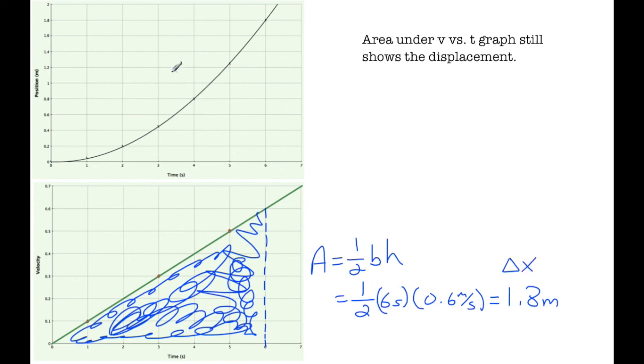Now let me go over to the position graph just to verify that. Here's 6 seconds over here. The object starts from a position of 0 at time 0. At 6 seconds on the graph, we're up here. And if I go over to the position, this says 1.8 meters. So the object travels from a position of 0 to a position of 1.8 meters. So we're verifying that the displacement is indeed 1.8 meters. And so we're getting that from the position versus time graph as well.